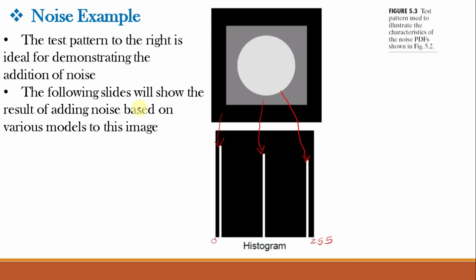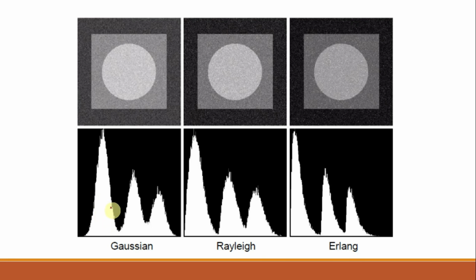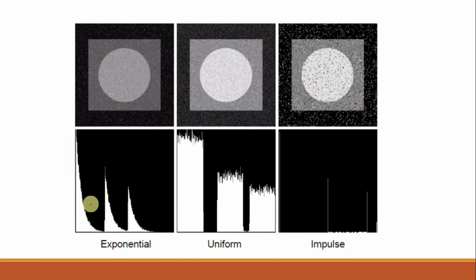Now the next slides will show the result of adding noise based on various models to this image, and we will see how this distribution gets affected. When the Gaussian noise is added to the image, you can see the histogram variation for the Gaussian noise. You can see the bell-shaped curve clearly over here. Similarly, you can see the Rayleigh curve over here skewed towards the right side. You can see the Erlang, or gamma, noise from such a distribution in the histogram. Similarly, the exponential noise gives the exponential pattern, the uniform noise gives a uniform pattern, and the salt and pepper noise, or impulse noise, gives different impulses in the histogram like this.